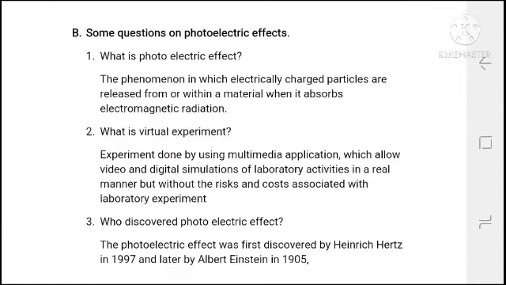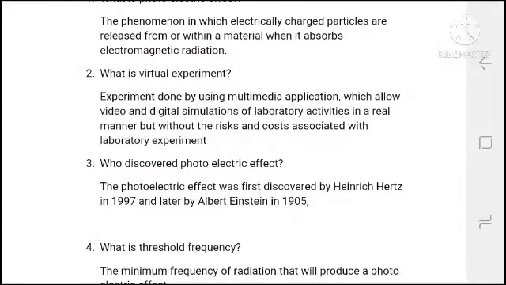Here, question number 1. What is photoelectric effect? The phenomenon in which electrically charged particles are released from or within a material when it absorbs the electromagnetic radiations. And question number 2. What is virtual experiment? We have to know what is the virtual experiment. Here, experiment done by using the multimedia application which allow video and digital simulations of laboratory activities in a real manner but without the risks and cost associated with laboratory experiment.